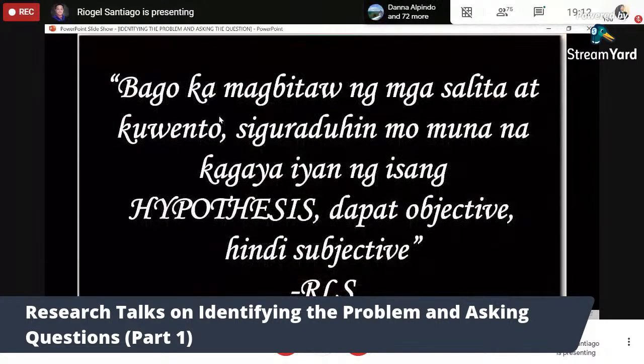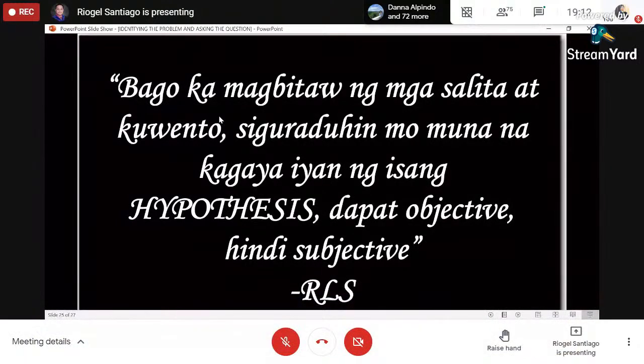Now, sabi nga, bago ka magbitaw ng mga salita at kwento, siguraduhin mo muna na kagaya yan ng isang hypothesis. Dapat objective, hindi subjective.